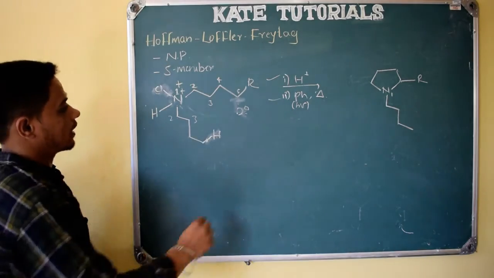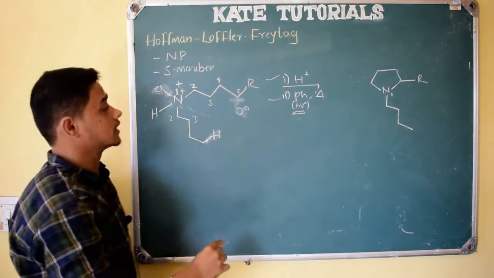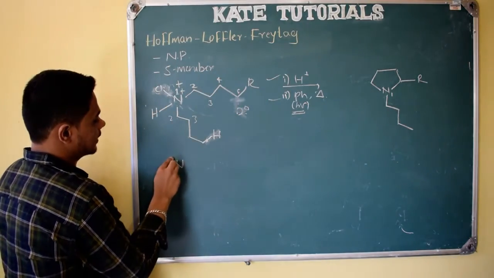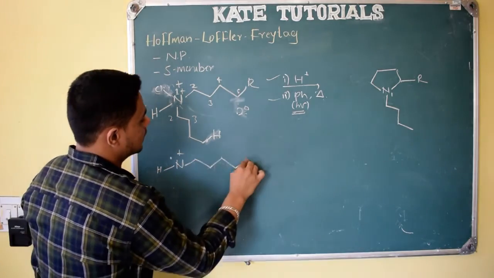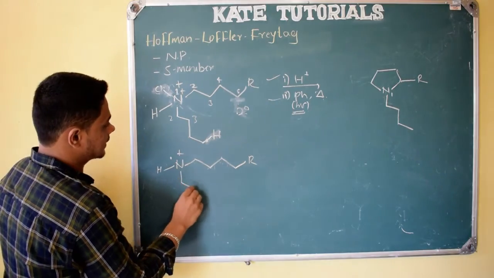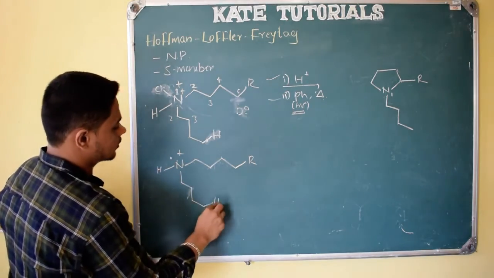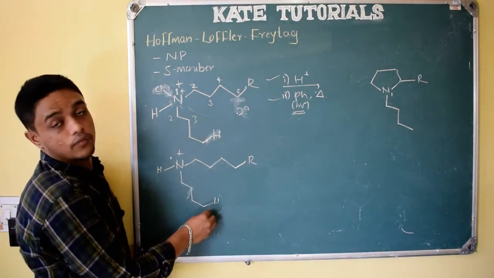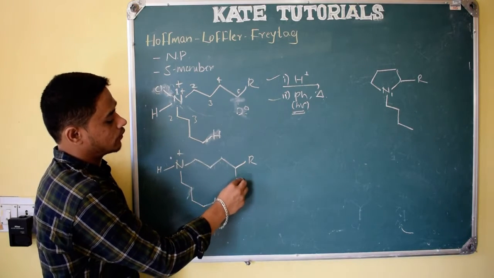And the second step: under light, that is photochemical condition or thermal condition, homolytic cleavage occurs. So in the next step, I will get a radical and a positive charge on nitrogen, with the other substituent as it is, and hydrogen here. But we know that if this radical forms, it will be primary, so it is not stable. So what happens? It will take the hydrogen from this member.